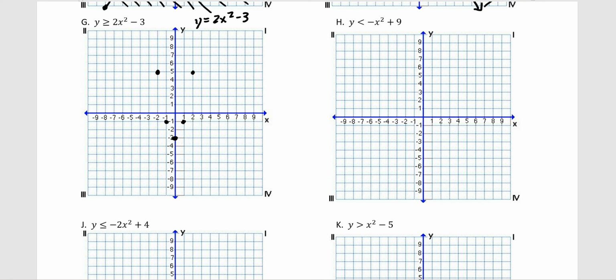Beautiful. Okay, solid or dashed line? Well, since this is greater than or equal to, we will have a solid line. So go ahead and fill that in here.